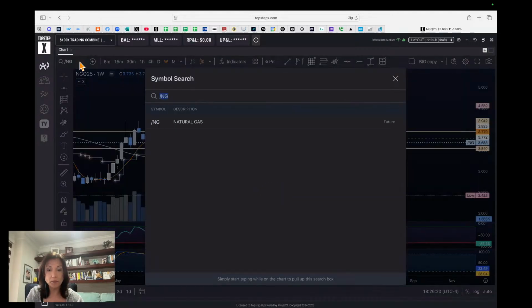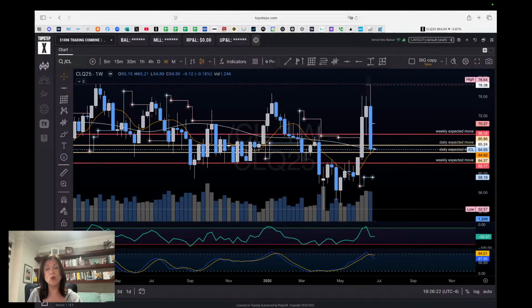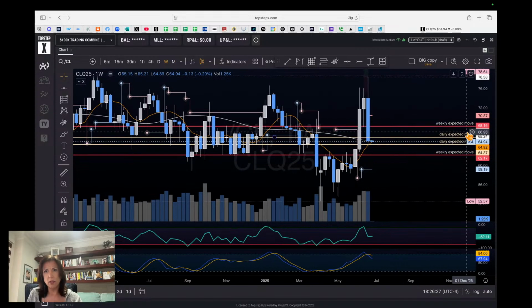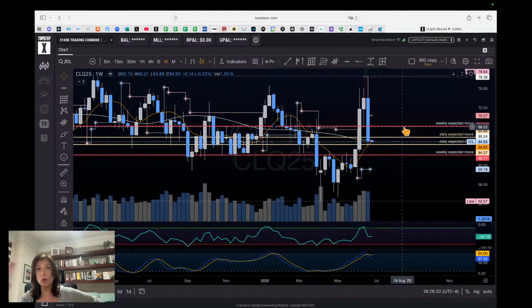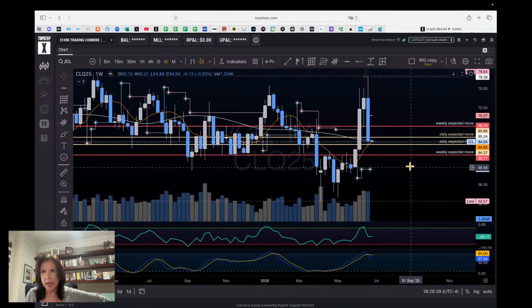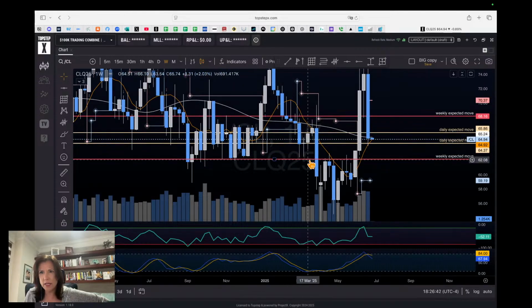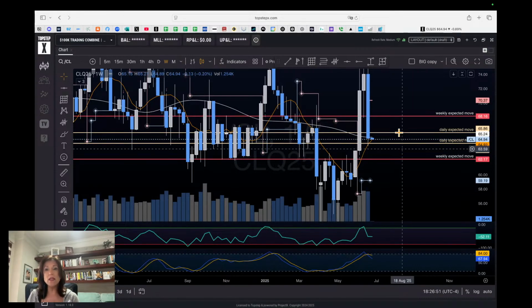Let's look at oil. A lot of the geopolitical risk has come out of the oil chart. The weekly expected move is now really normal. Last Sunday, it was like $7 or $8. This Sunday, we're looking at it, it's 68.18 for the upside, and the downside is 62.17. And look at where we are, right in the middle of the garbage zone.